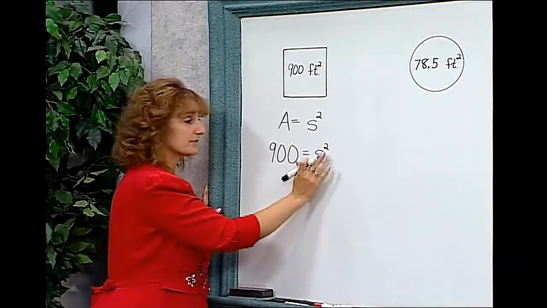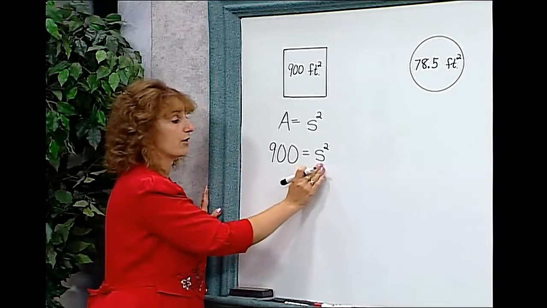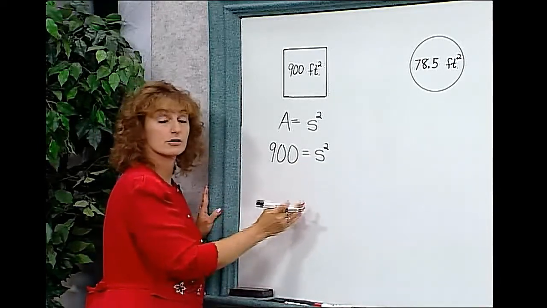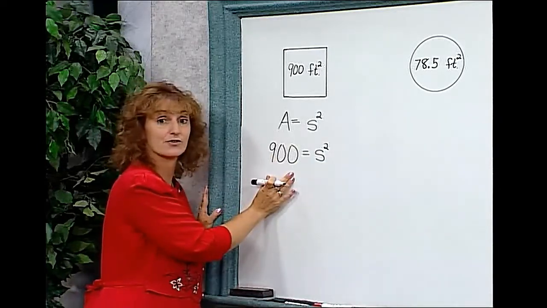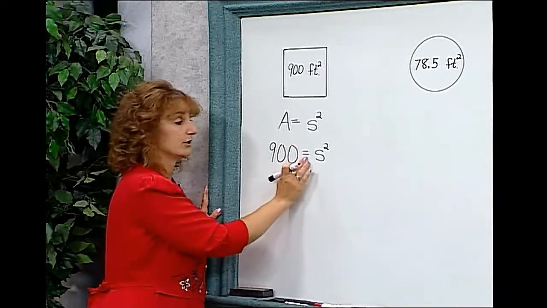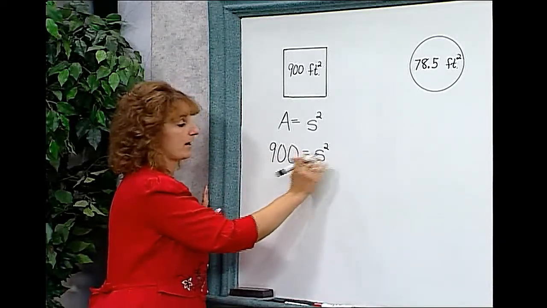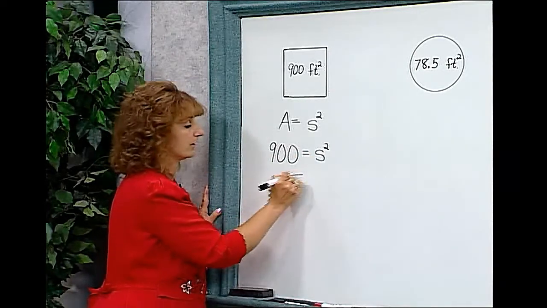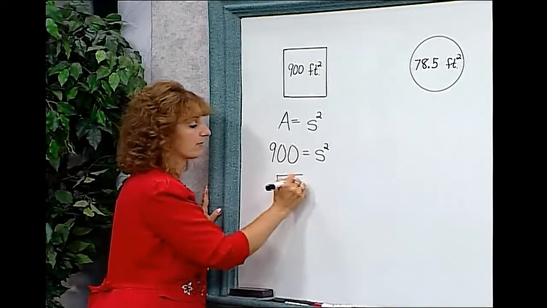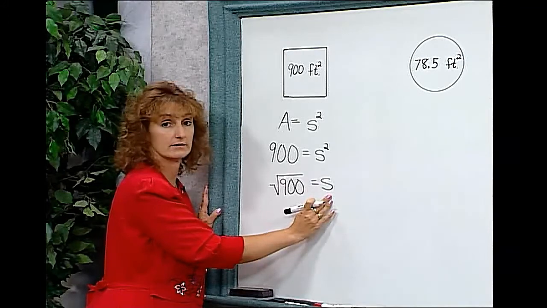Remember that the opposite of squaring is square rooting. So since we want to know what the side is, to find it, we need to take the square root of 900. When we're trying to solve an equation, we need to do the opposite. The opposite of squared is square rooting. So I need the square root of 900 in order to find how long the side is.